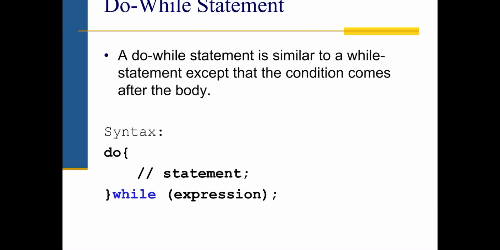So let's move to the do while loop statement. A do while loop statement is similar to a while statement, except that the condition comes after the body. And there's a syntax for it. The do, then you open a curly brace, then you write your statement, then you close it, and outside the curly brace you write your while, then you bring your expression being true or false.